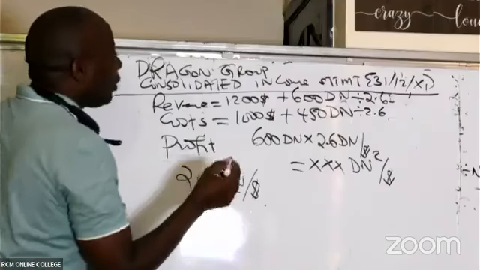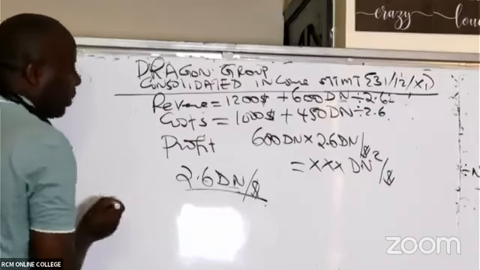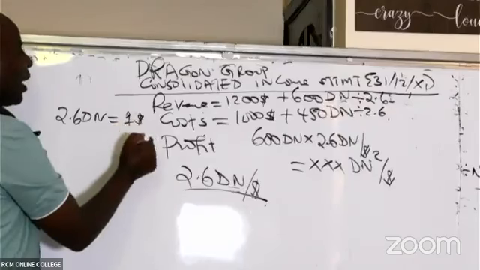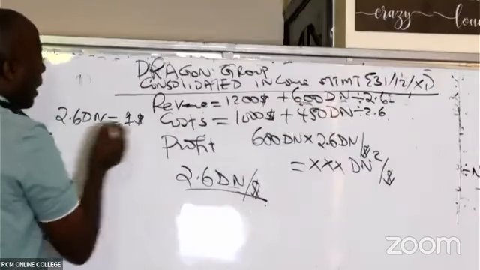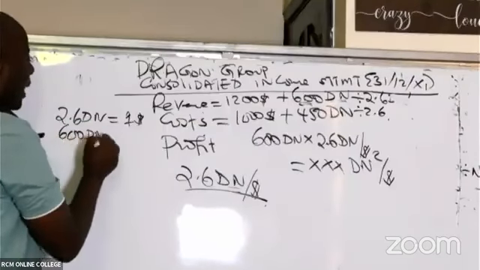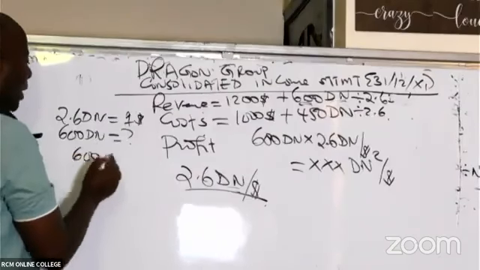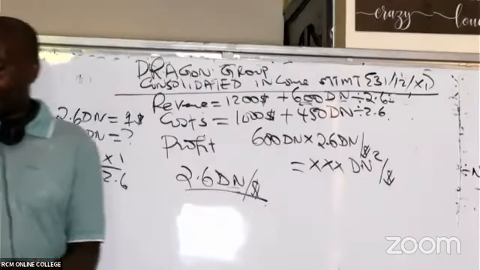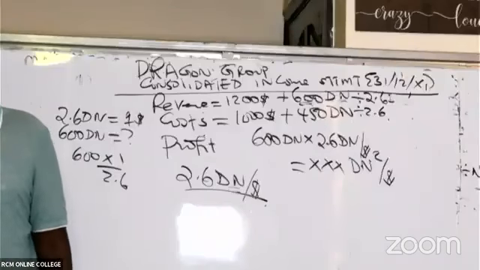Alternatively, you can do it the long way. You can expand this. So this will be 2.6 dinar equals $1. How about 600 dinars? Like this, so this will be 600 times 1 over 2.6.